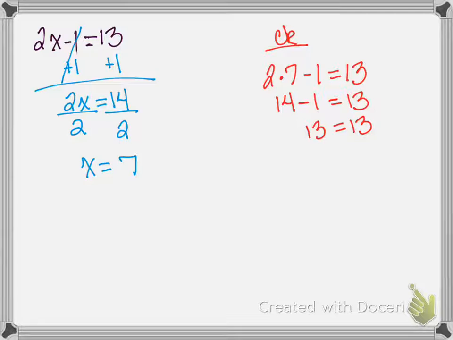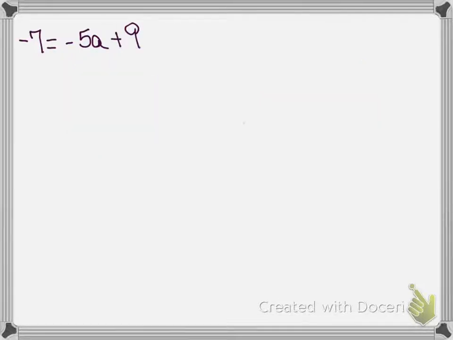Okay? Now, let's move to the next one. Here we go. Negative 7 equals negative 5a plus 9.